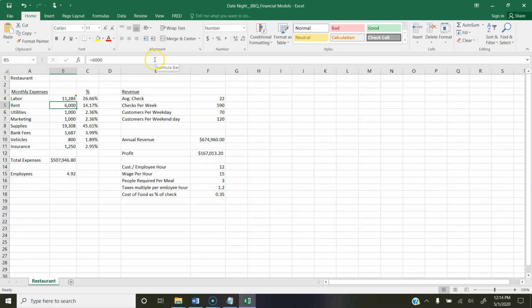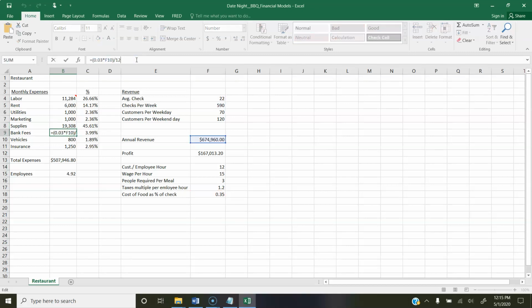Next, for the rest of these expenses, they're fairly straightforward, right? Our rent, just hazarding a guess, might be $6,000 for the space per month. Our utilities might be $1,000 a month. We might spend $1,000 on marketing. Our food or supplies are also going to be tied to the number of meals we sell. So again, we'll revisit this in a minute.